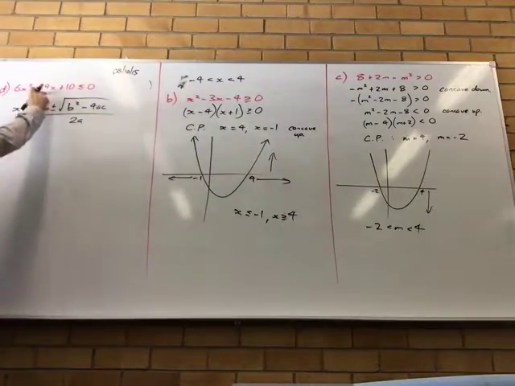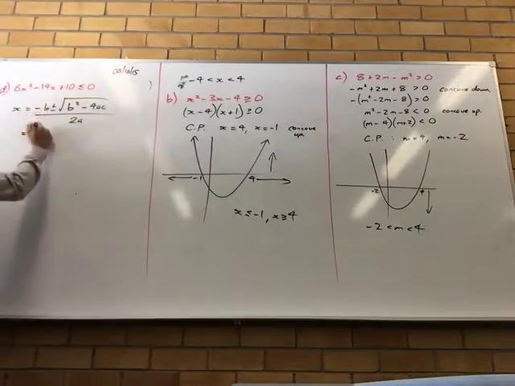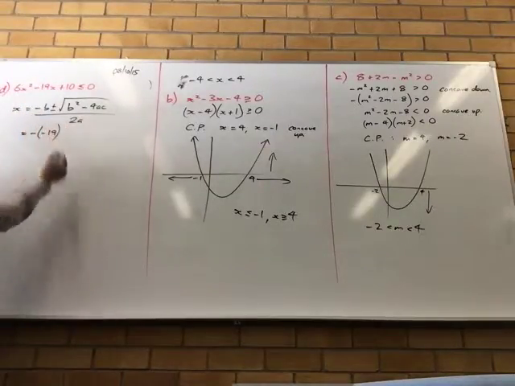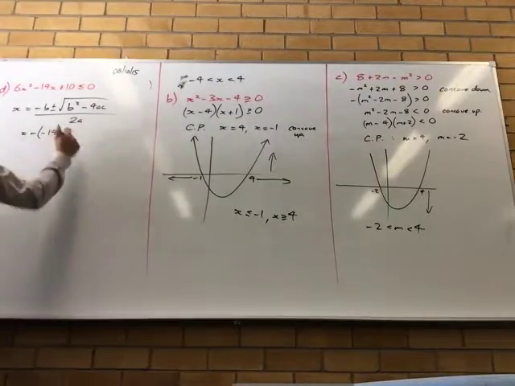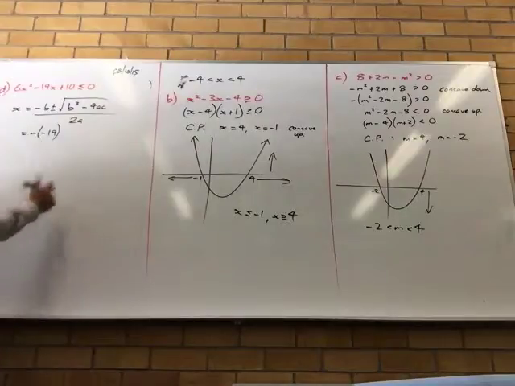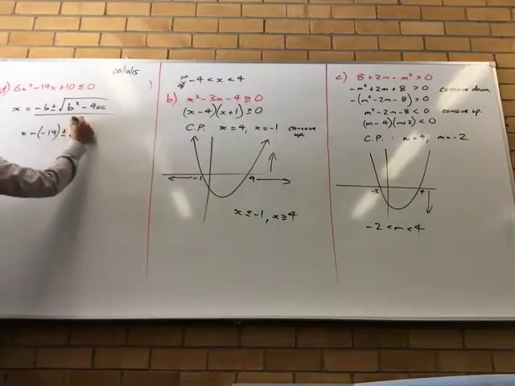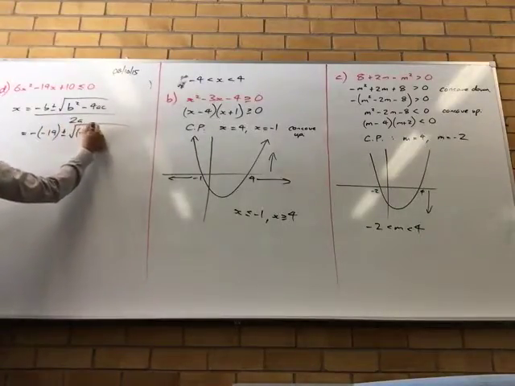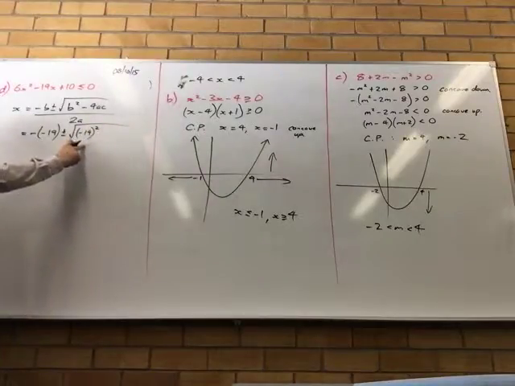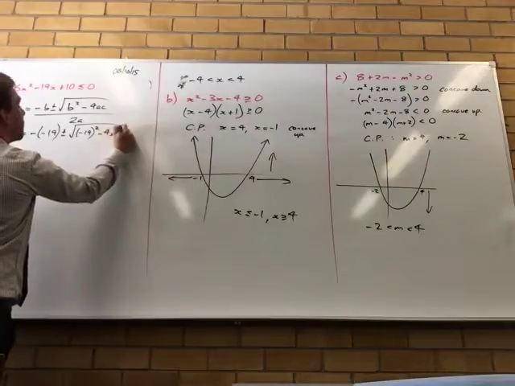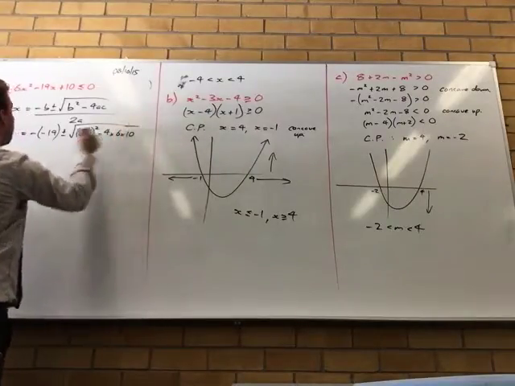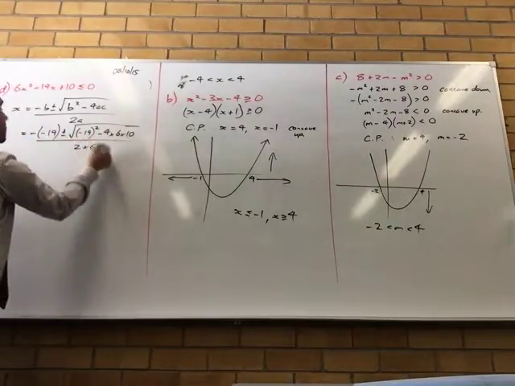Alright, so b is -19, so negative b is positive 19. Be careful with your sign, otherwise your answers will be wrong, 99.9999% of the time. Plus or minus the square root of -19 squared, which will always return a positive value because we're squaring the value for b. Minus 4 times 6 times 10, over 2 times 6.